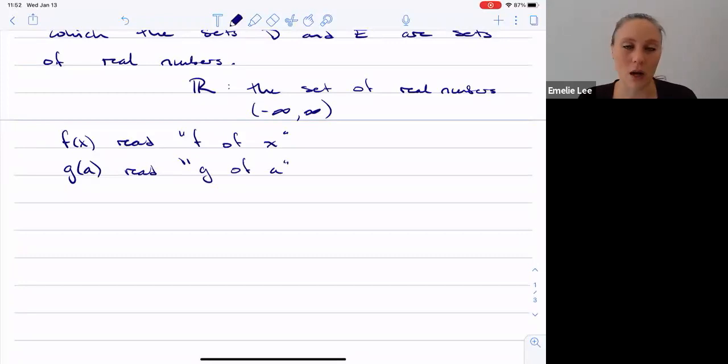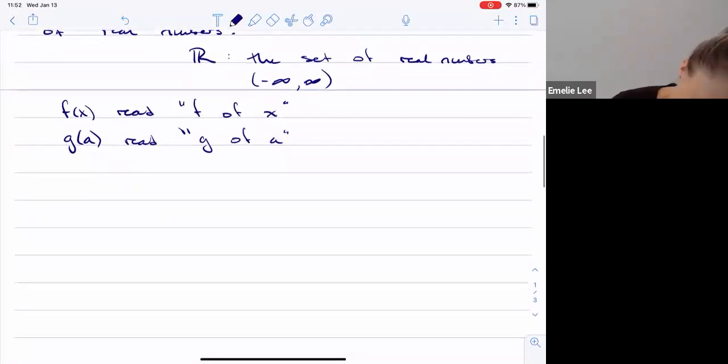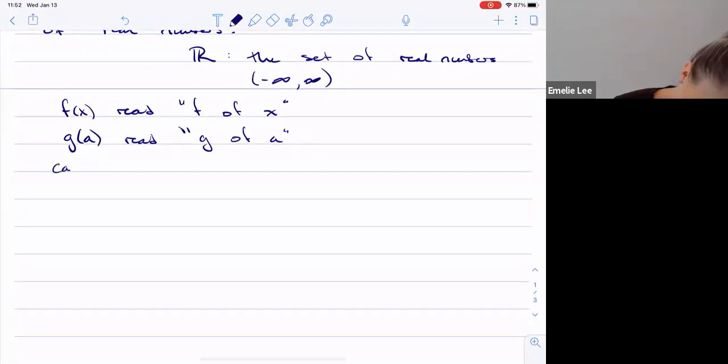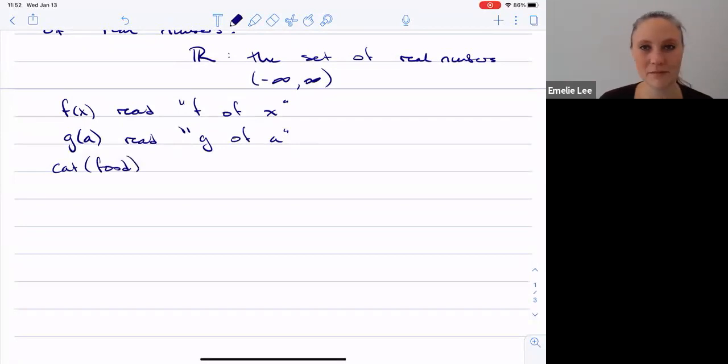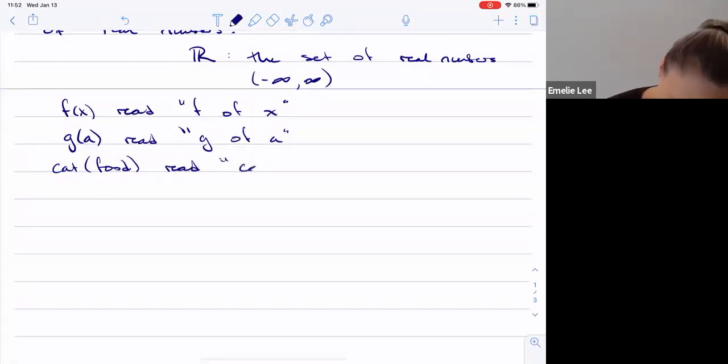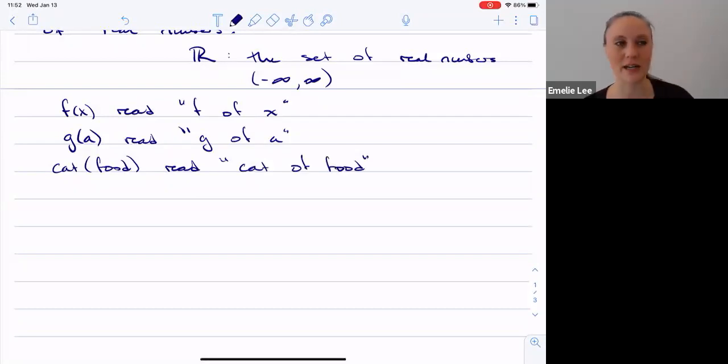You can do weird stuff too, like cat of food, whatever. Right, so just kind of get in the habit of reading whatever's on the outside of whatever's on the inside. All this is saying is that whatever's on the inside is the input, and then the overall function at that input is the output.